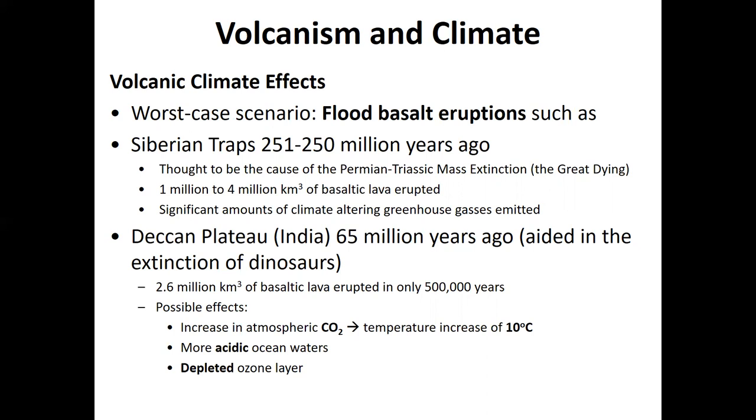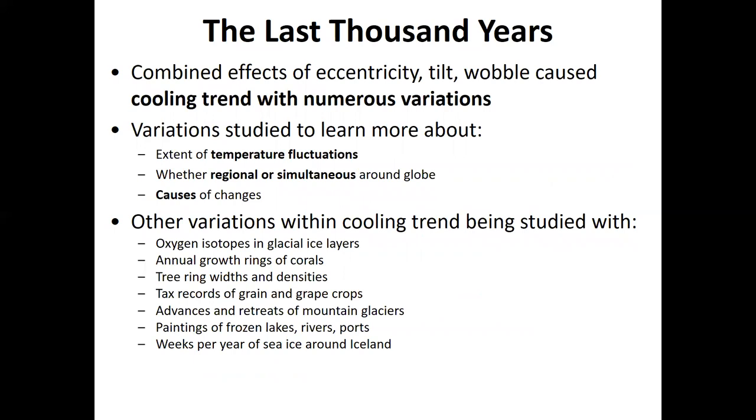It formed what's now the Deccan Plateau, which is modern day India. This aided in the extinction of the dinosaurs. Large amounts of basaltic lava erupted in only a span of 500,000 years. And so the increase in atmospheric CO2 could cause temperatures to increase by 10 degrees centigrade. And it resulted in more acidic ocean waters as the CO2 dissolves into the ocean and creates carbonic acid, and could have depleted the ozone layer. So those are the worst case scenarios as far as volcanism influencing our climate.